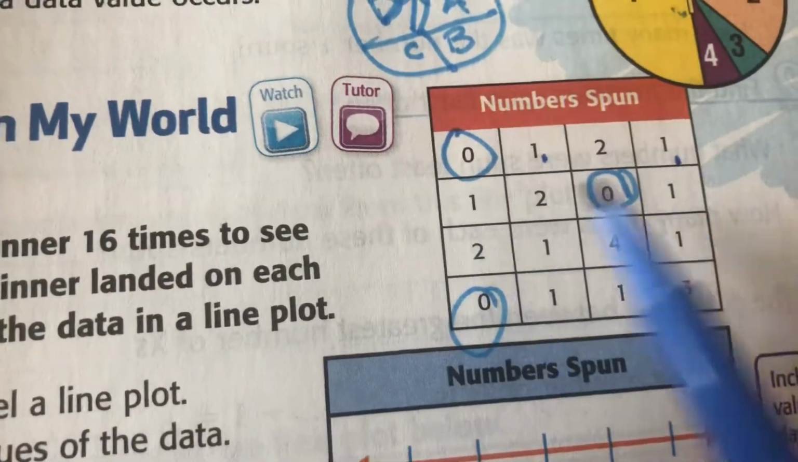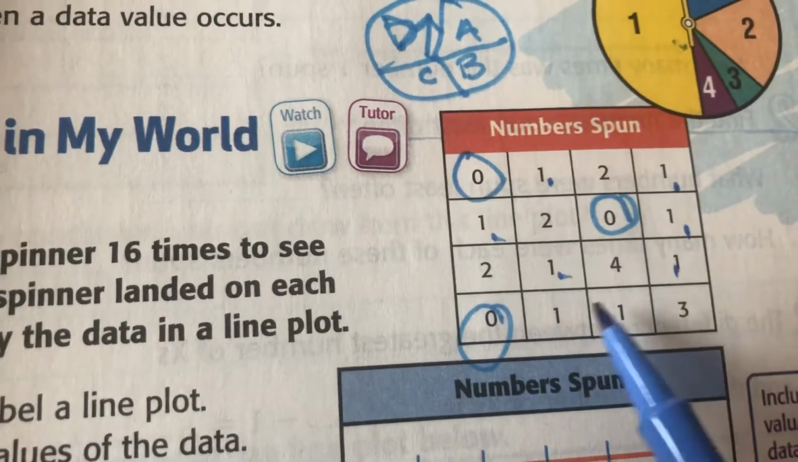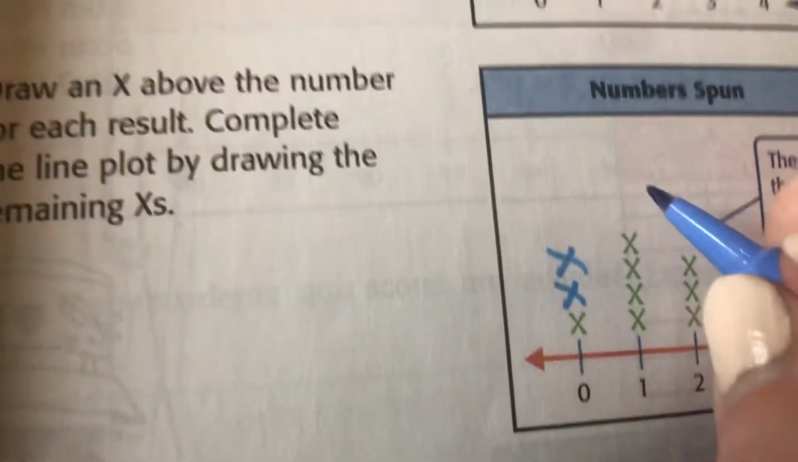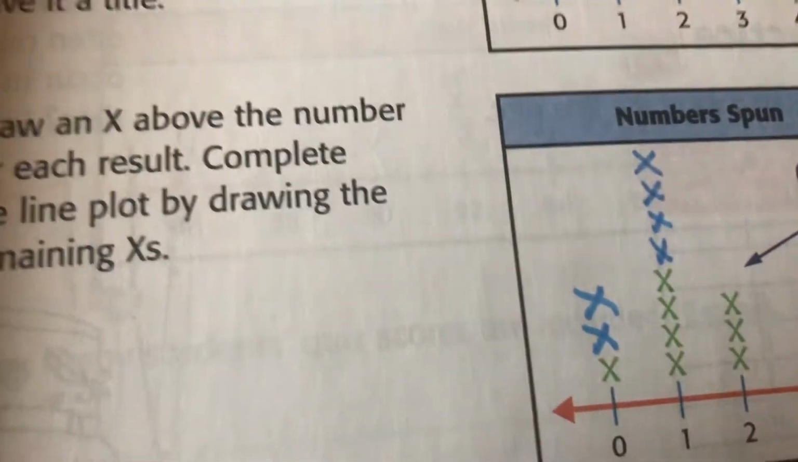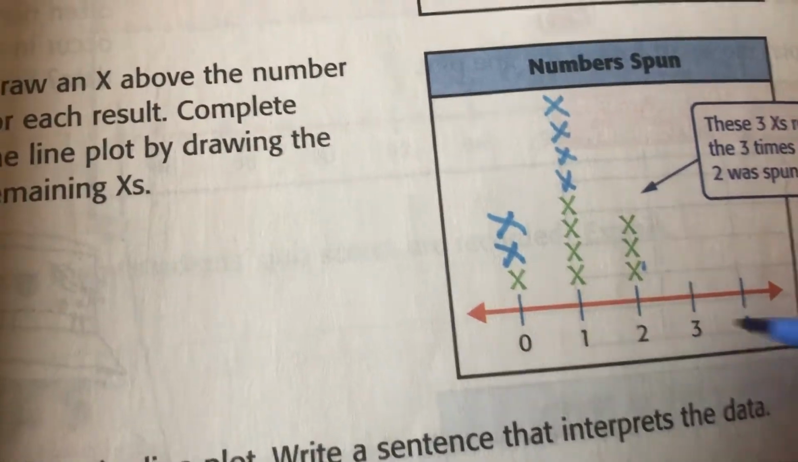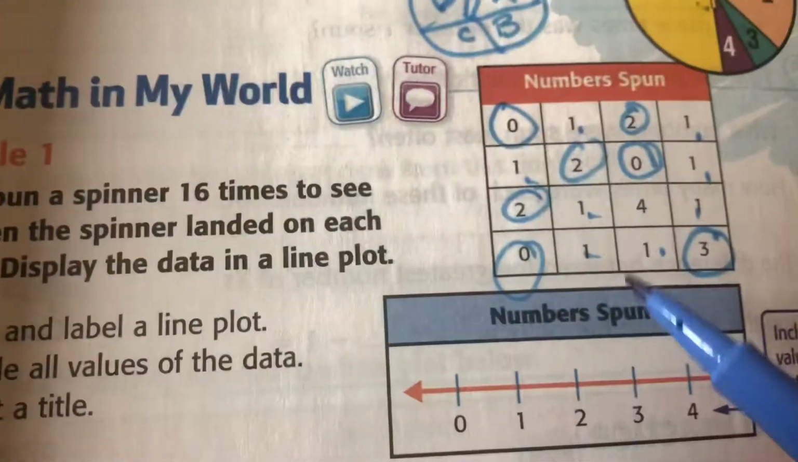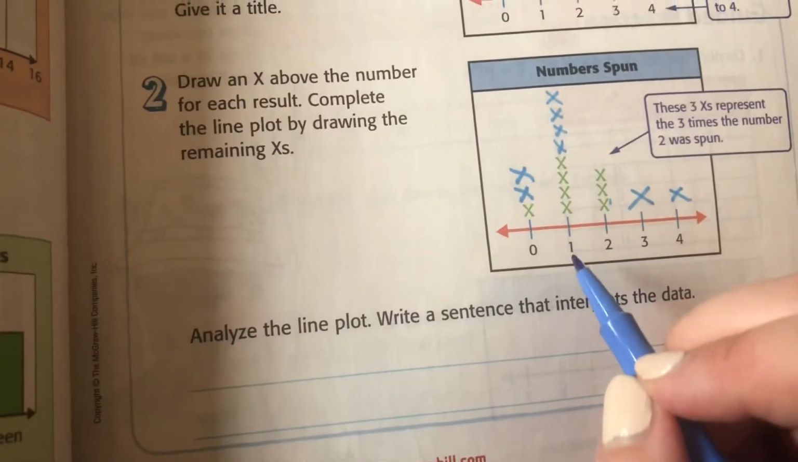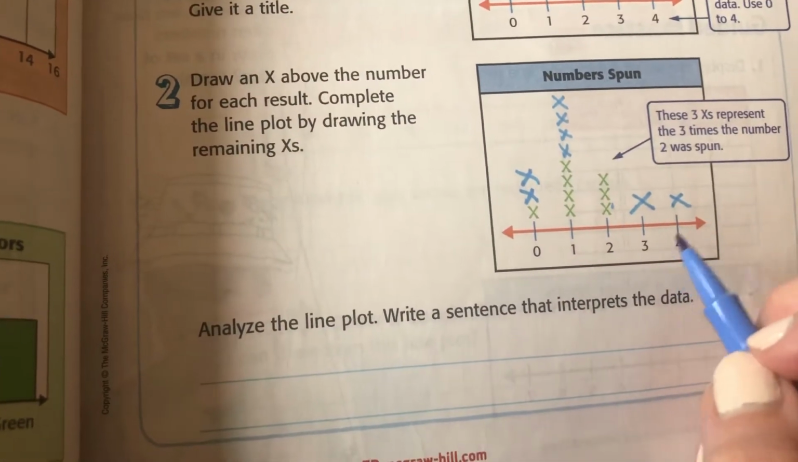Now let's look at number 1. They did 1, 2, 3, 4, 5, 6, 7, 8. Then number 2, 1, 2, 3. Then number 3, they landed on once. And then number 4, they also landed on once. With this, I could write a sentence that said, the spinner landed on 1 the most, and 3 and 4 the least.